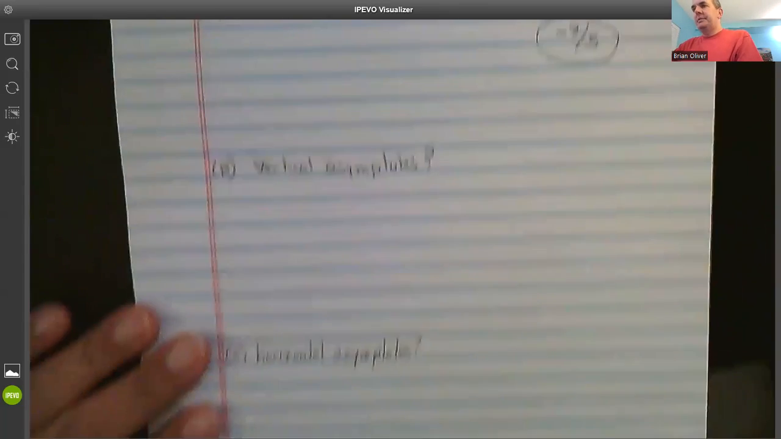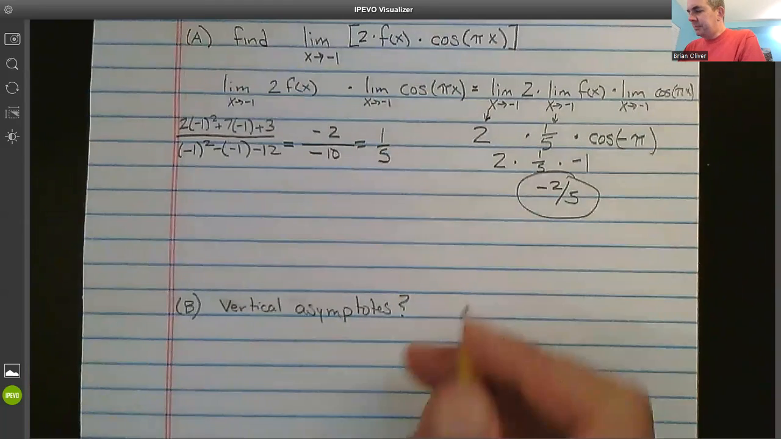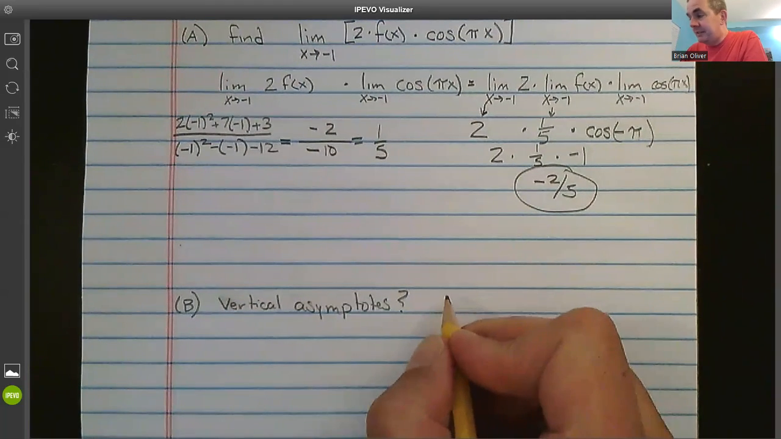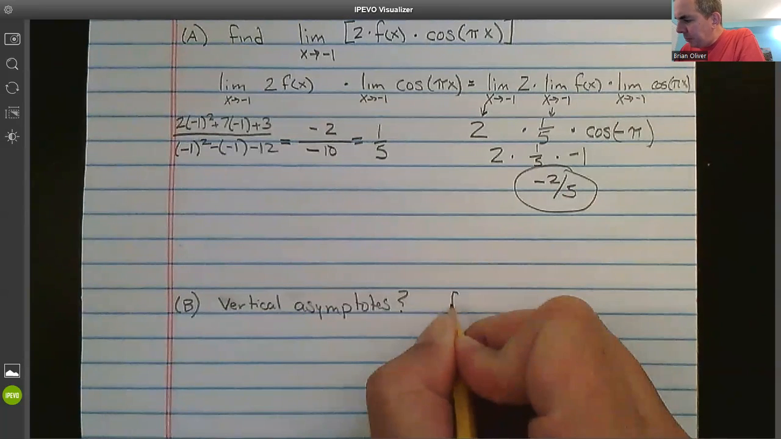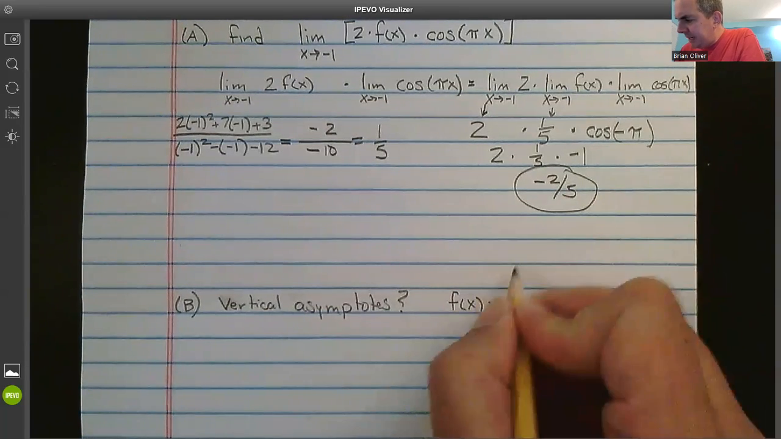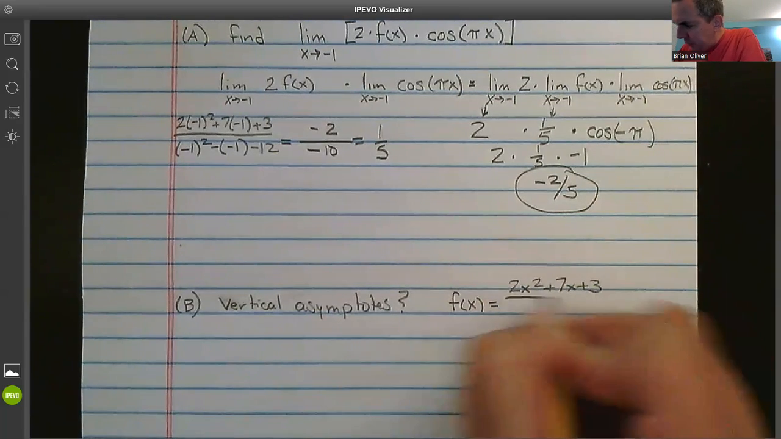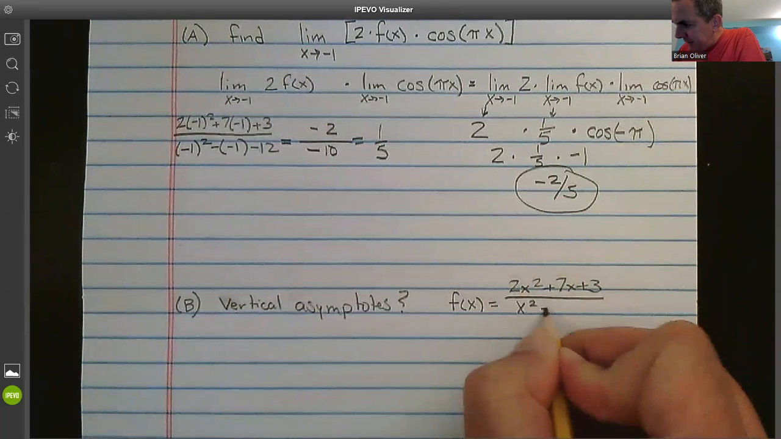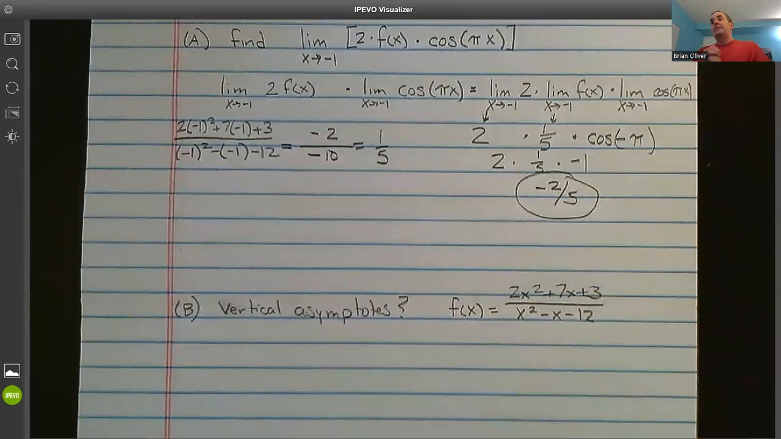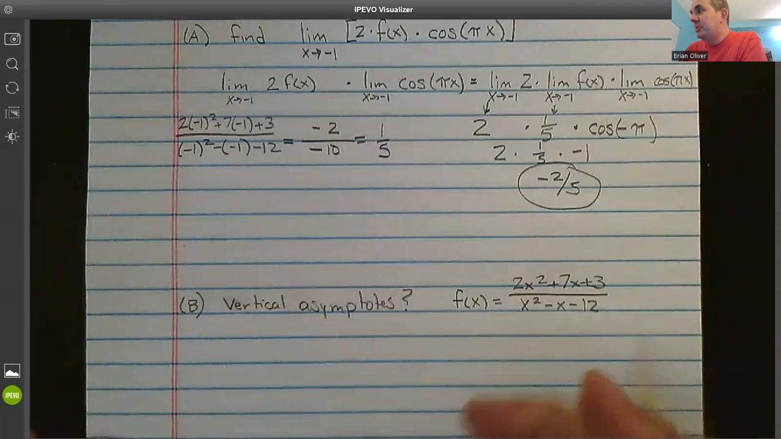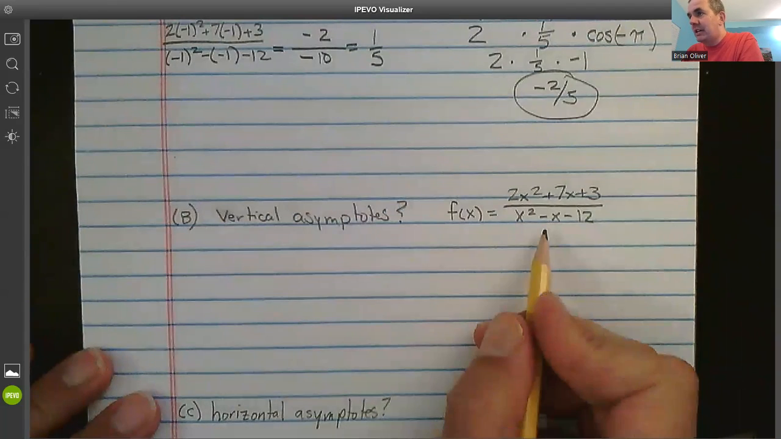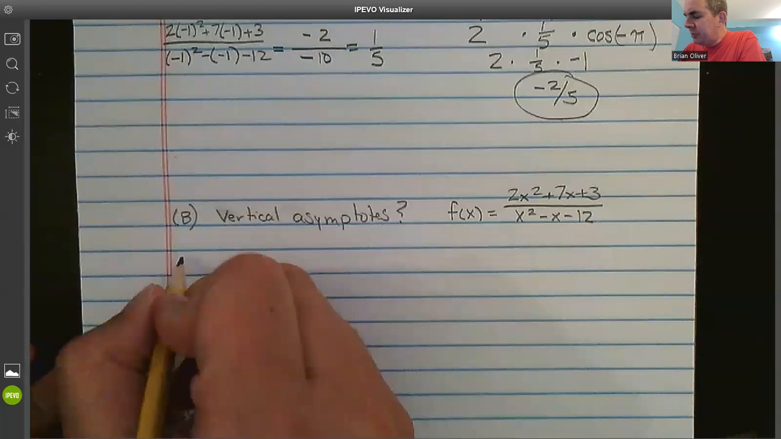Now let's talk about the vertical asymptotes, because this is where I saw a lot of challenge. Remember, we're trying to find the vertical asymptotes of f of x, where it's 2x squared plus 7x plus 3 over x squared minus x minus 12. For vertical asymptotes, it's what makes the denominator 0 but doesn't zero out the numerator. But that's not the answer in calculus. I've got to prove it by limits. So the first thing I need to do is identify where I see the vertical asymptotes. So what I'm going to do is factor the numerator and the denominator.